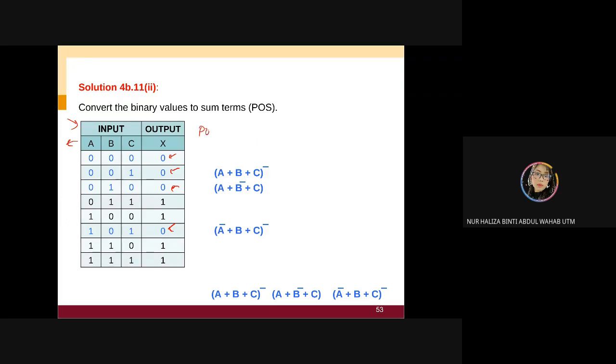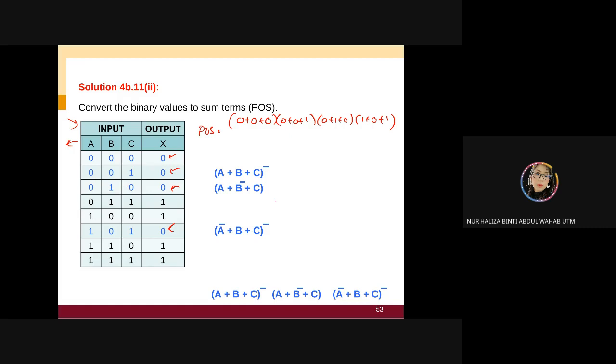Your POS: 0 plus 0 plus 0. And then you have another one, 0 plus 0 plus 1. You have another one, 0 plus 1 plus 0. And lastly, 1 plus 0 plus 1. This is in your table here.